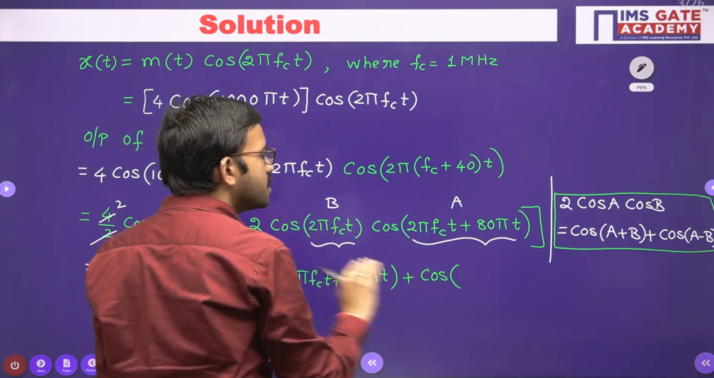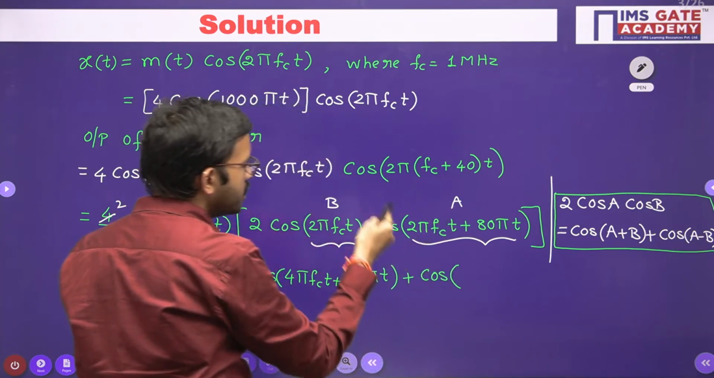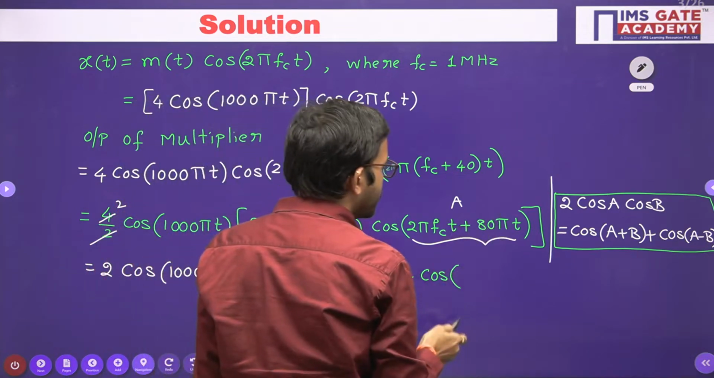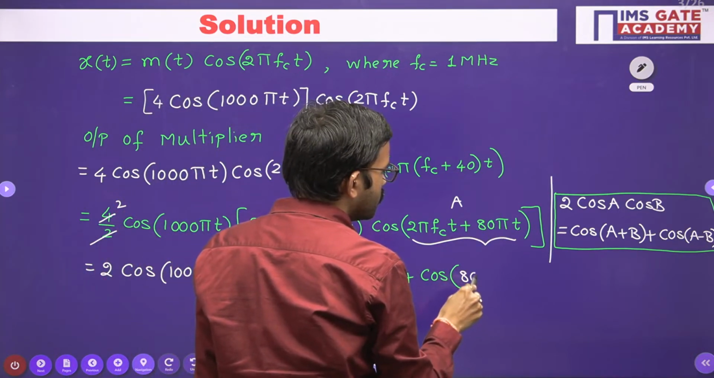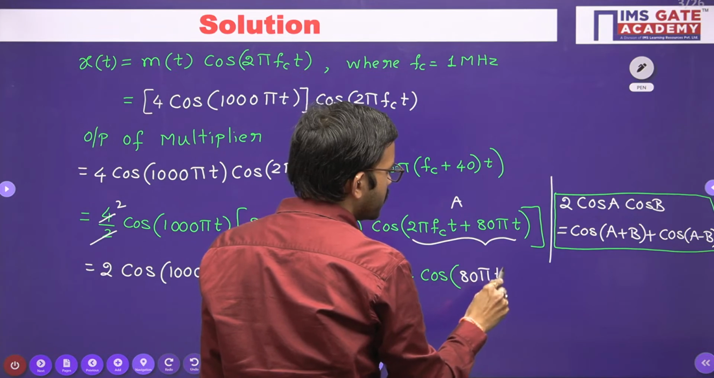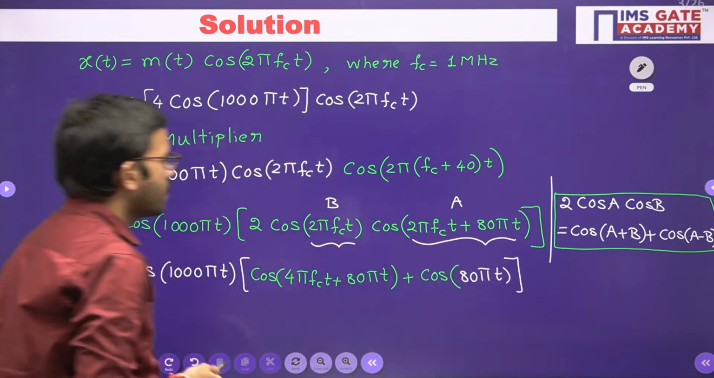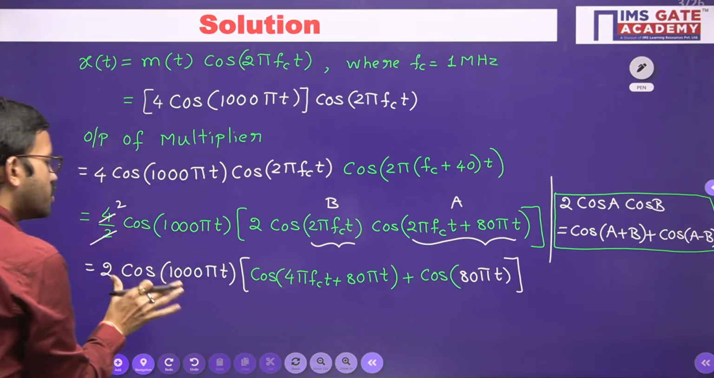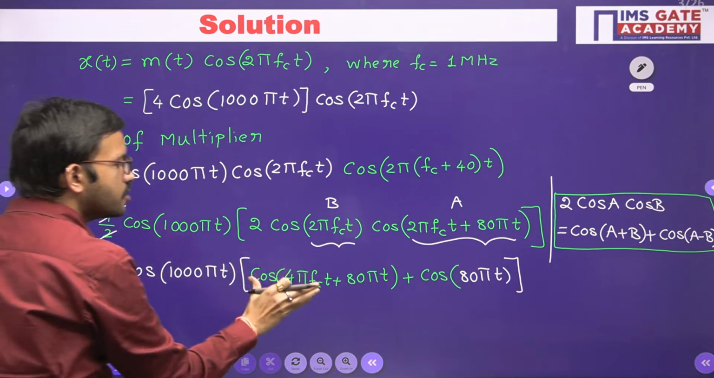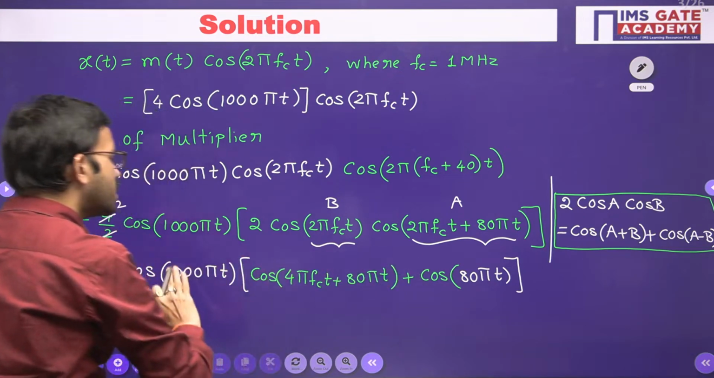So you can separate this one from here. 2 pi fc t, 2 pi fc t will get cancelled. You are going to get 80 pi t. Right. Now here you are having a cos term, here also you are having individual cos terms. Multiply this term with both.